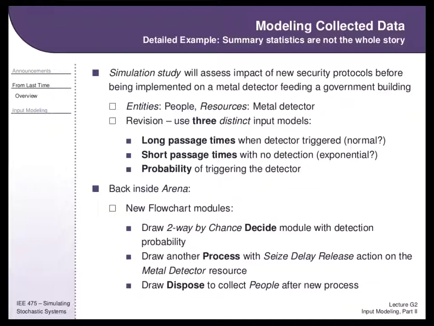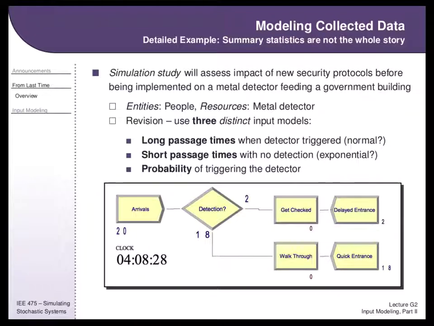I'm going to draw another Seize Delay Release that is associated, in this case, with a metal detector resource, but you could imagine a second resource called something like secondary screener. In this case, I'm just saying they're routed right back through the same metal detector. And then another Dispose block to collect these people after this new process. So this is what it ends up looking like. They arrive the same way. Some of them go through this quick entrance.